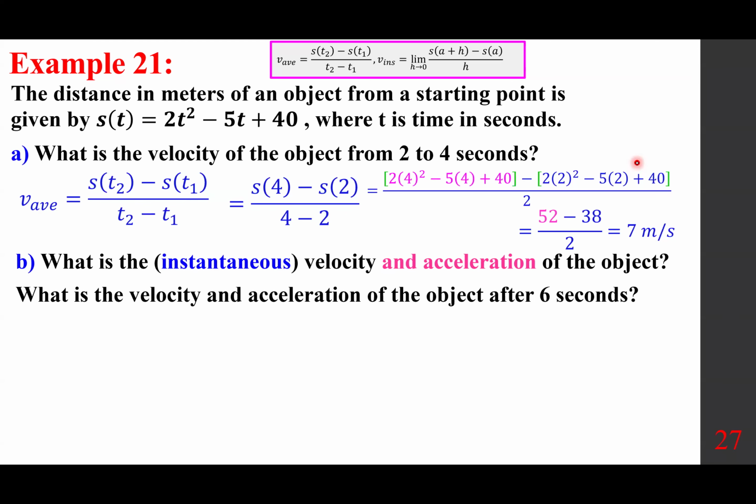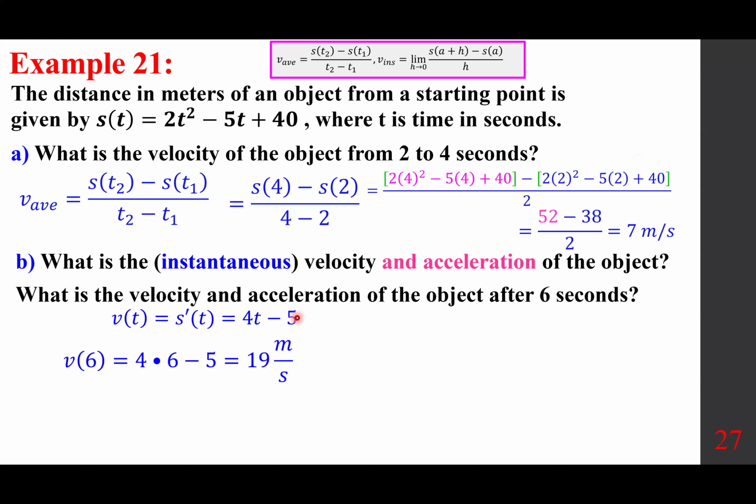Now, the instantaneous velocity and acceleration. Basically, the velocity is just a derivative function. So it becomes 4t minus 5. And after 6 seconds, you plug in 6. You get 19 meters per second.